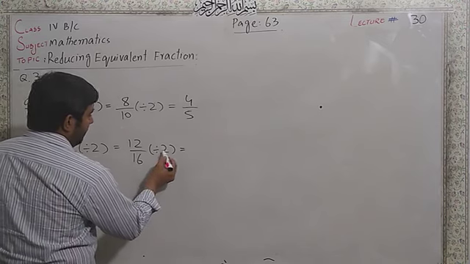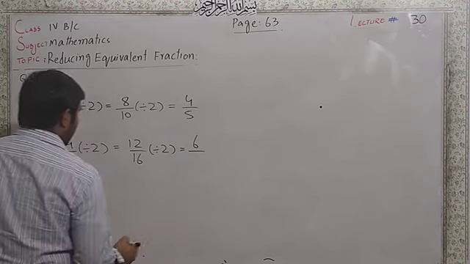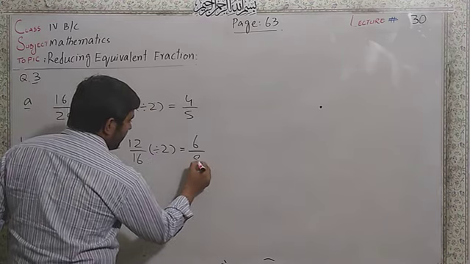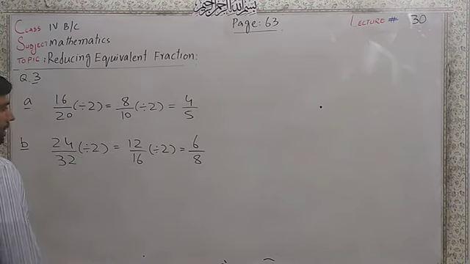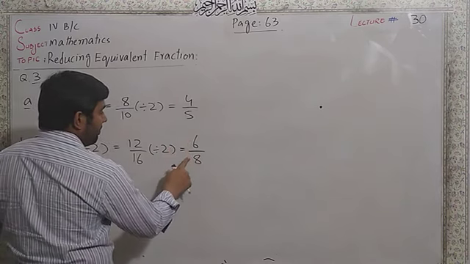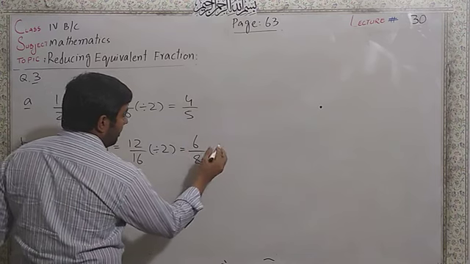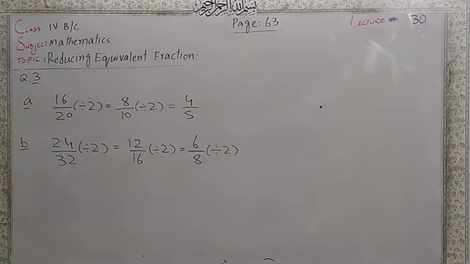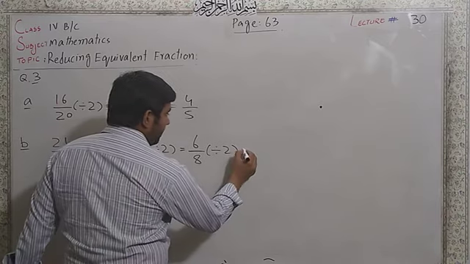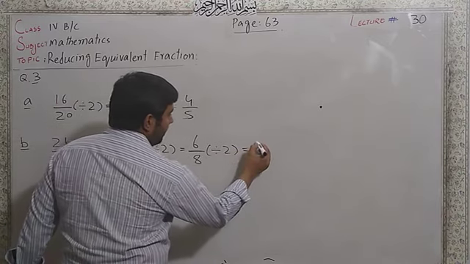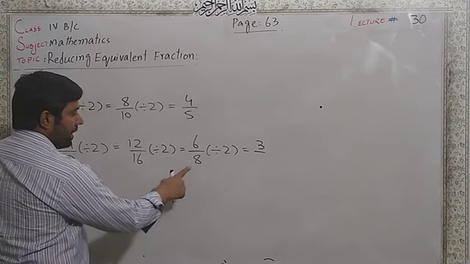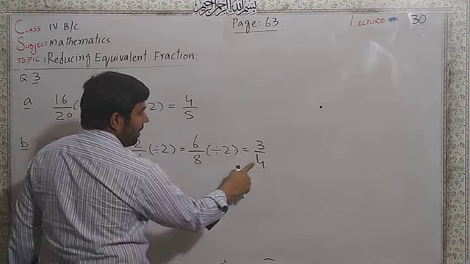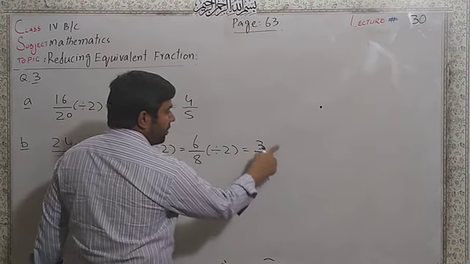12 divided by 2 will be 6. And 16 divided by 2 will be 8. Here we can divide with 2. This is 6, this is 8. Divide by 2. 6 divided by 2 will be 3. And 8 divided by 2 will be 4. This is 3 by 4 and we cannot divide more.